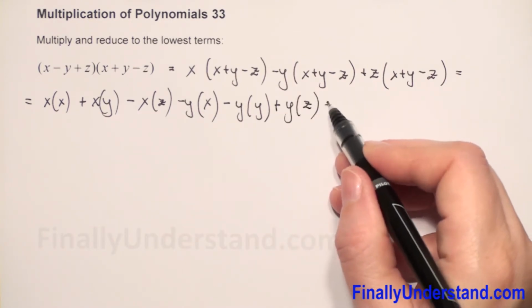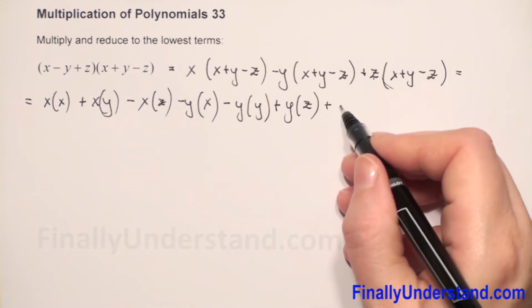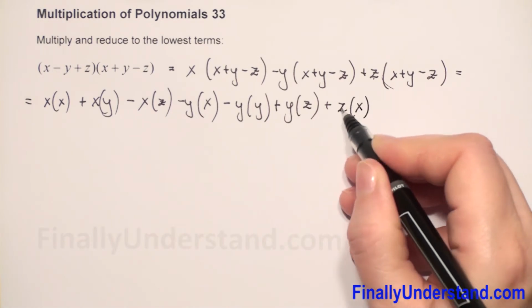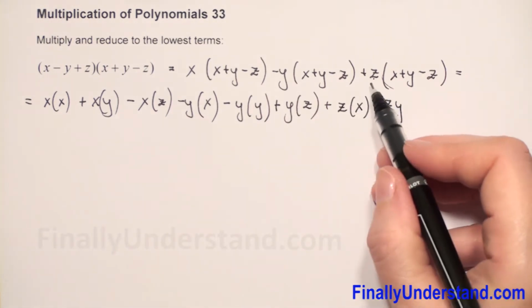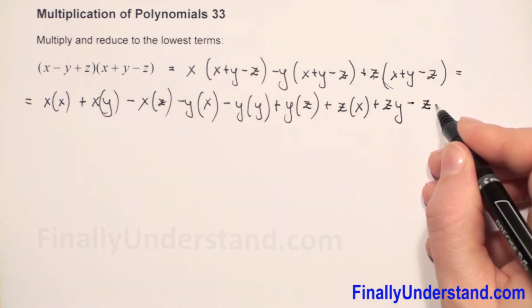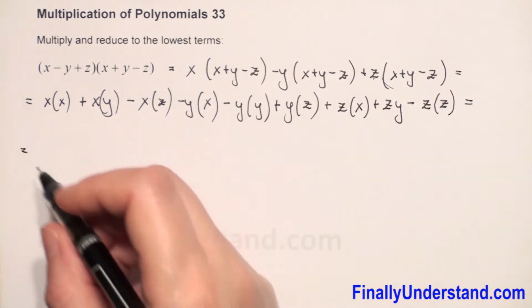And now we have to distribute z over each term in the polynomial. So we have z times x plus z times y, and now we have positive times negative, so it will be negative z times z. So this is equal. Now we have to do multiplication.